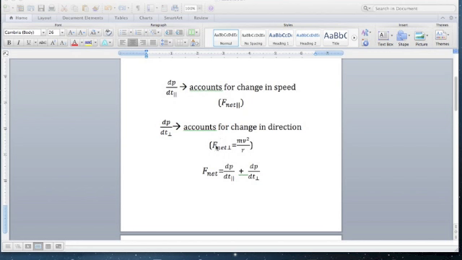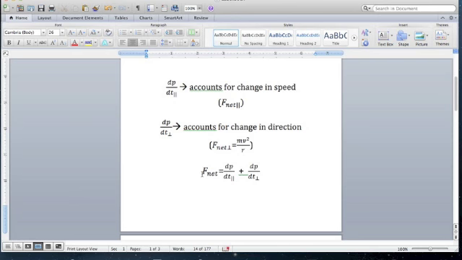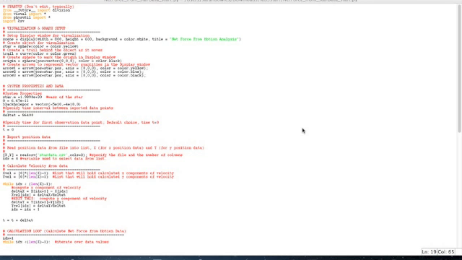This is also equal to F net perpendicular, which equals mv squared over r. By adding these two components together, we can get the total net force acting on the star, which in this case is the gravitational force from the black hole. Using the positions of the star and black hole, as well as the mass of the star, we can run the Python code to obtain a model of the star's motion and the gravitational force acting on it, as well as the mass of the black hole.